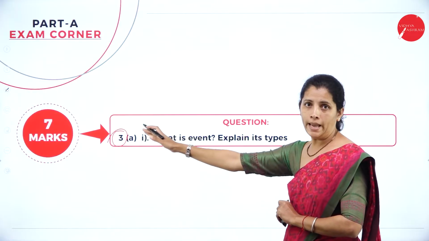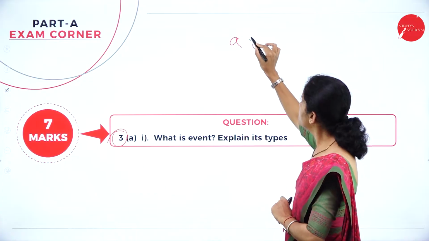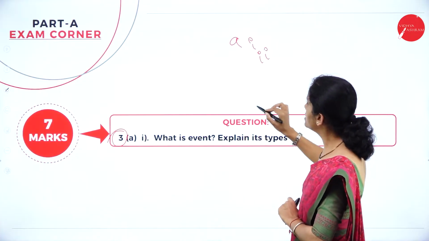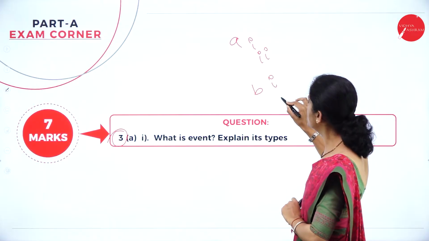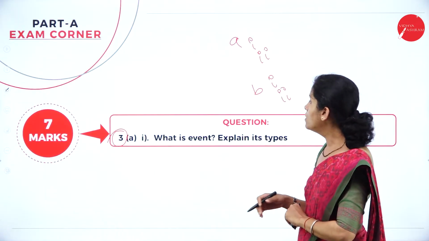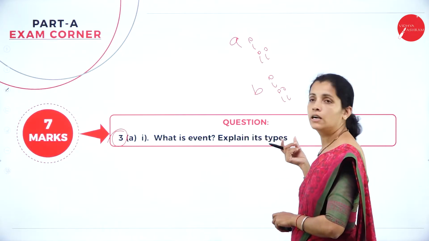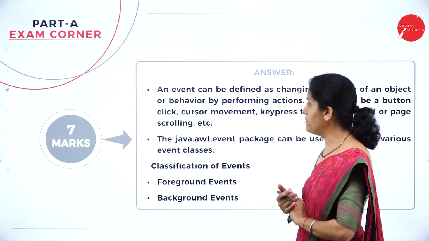first main, that is A. Under this, once again, first question and second question. B, first question, second question. Okay, fine. Now, what is event? Explain its types. So, what is event?